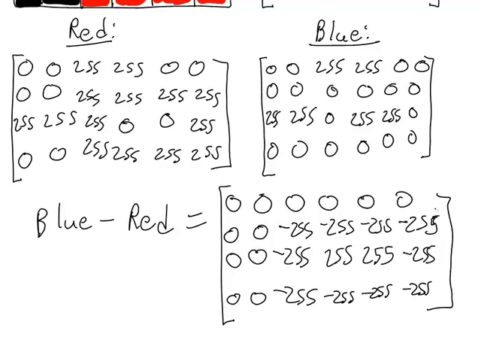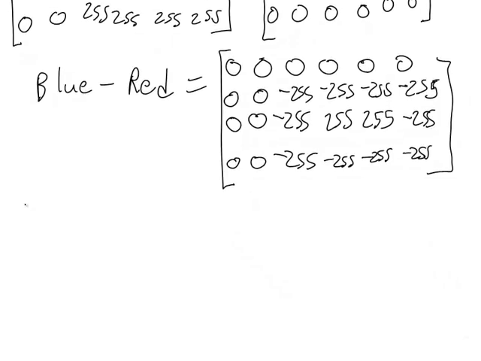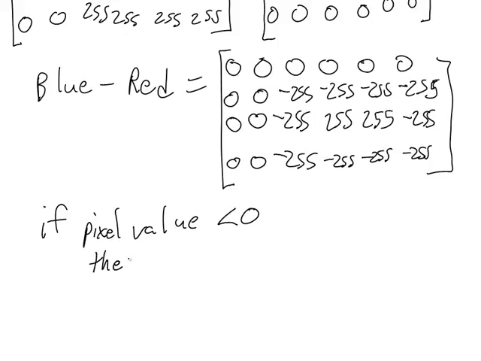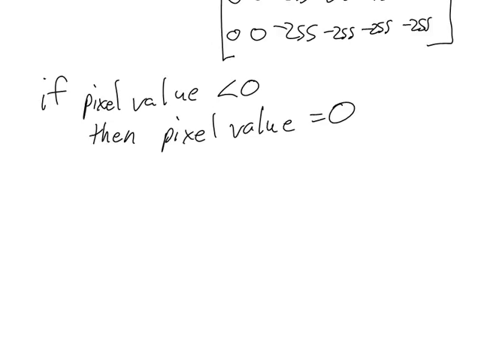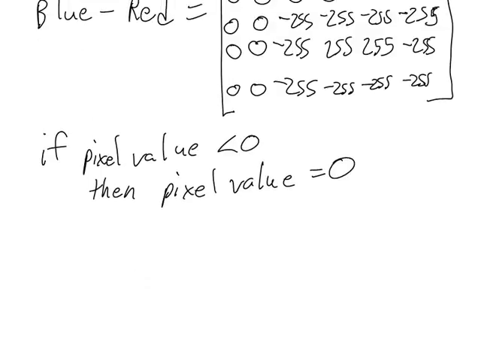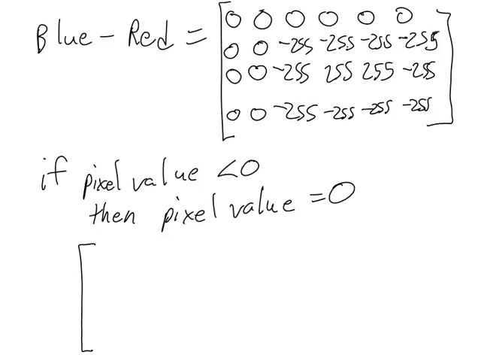The result of this subtraction is that I have the two blue pixels as being positive 255, and all of the other pixels are either 0 or a negative value. So I'll then say if pixel value less than 0, then pixel value equals 0. And the resulting image that I get, or the resulting matrix of numbers, leaves only the two blue pixels.